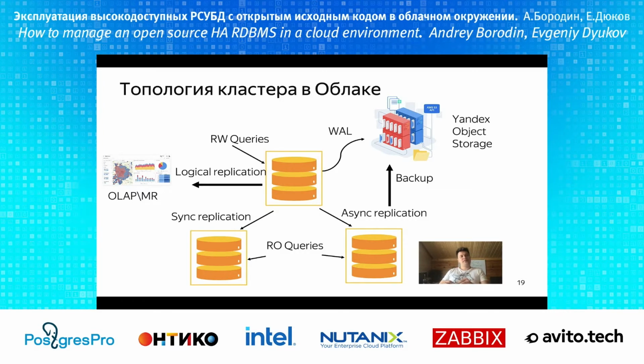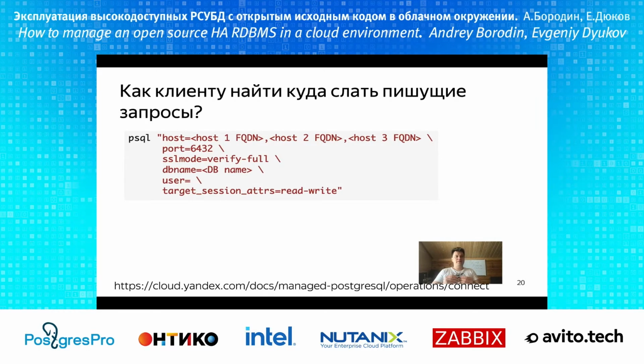This is the topology of the cluster in the cloud, when we have a writing node which sends changes to the logical system. Synchronous and asynchronous replication sends changes to the self-restoring nodes, and we can perform read queries, and those nodes also ensure backup copying. And there is the primary node, the writing node. We can do archiving to the object storage. In our case, it is Yandex Object Storage.